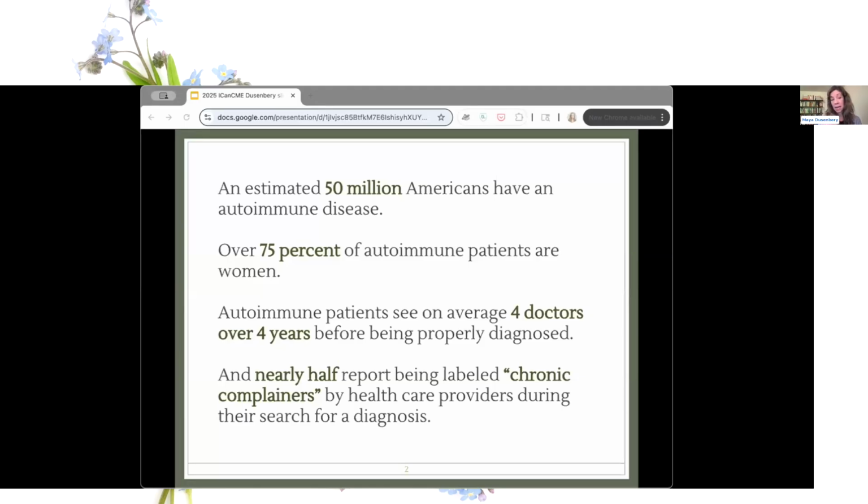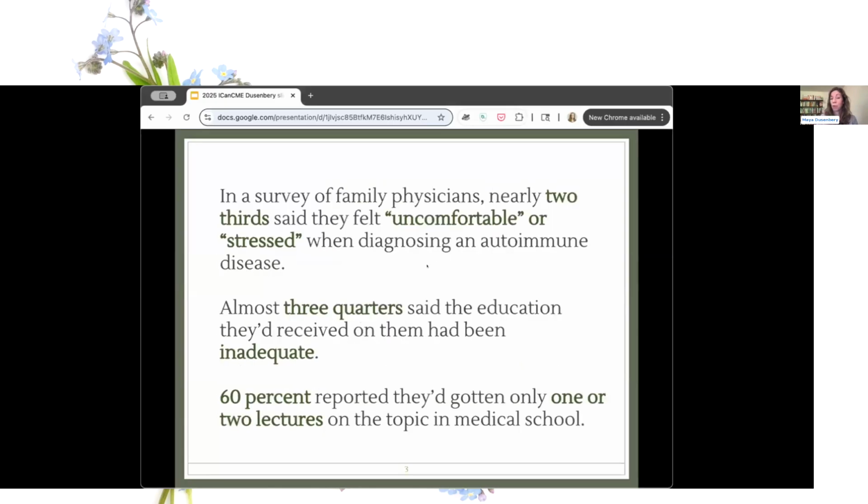And that might have to do with the fact that a lot of doctors weren't really being properly trained. So in surveys, many doctors said they felt uncomfortable or stressed diagnosing autoimmune disease. Almost 3/4 said they hadn't gotten sufficient education on them in medical school.